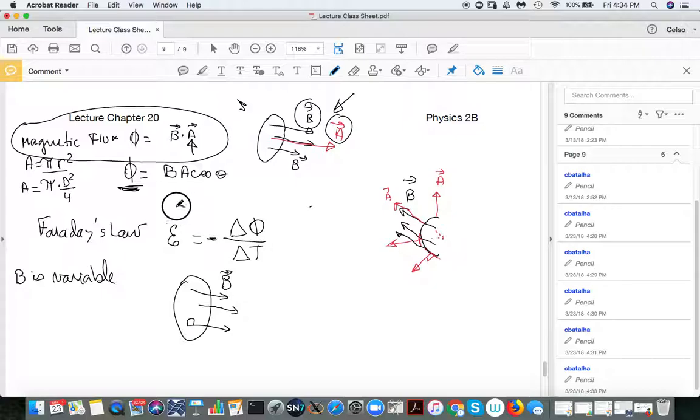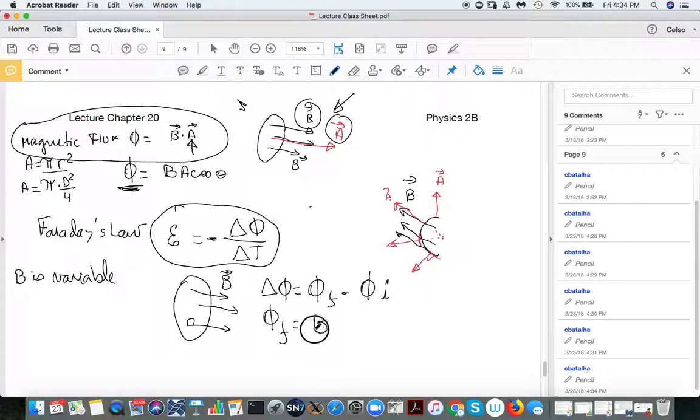So what this law is telling us, if the magnetic field is variable, and assuming this loop, this ring over here, is kept constant, it's not changing, then it means that the magnetic flux is changing also over time, because delta phi is equal to the final quantity minus the initial quantity, and the final quantity is B final times A final, and the initial quantity is given by this.